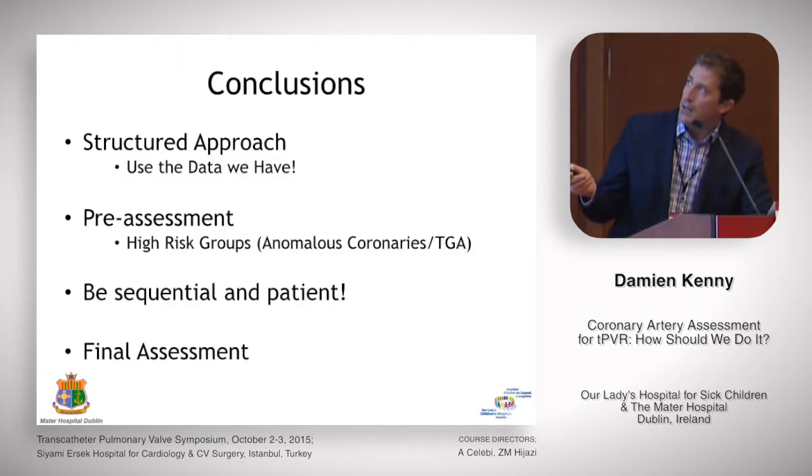I'm not sure if you're still like this or a little bit more like this, but either way, the conclusion I'd leave you with is that a structured approach is important. Use the data we have. We do know some things. We don't know a lot, but we should use what we know, in particular in relation to the high-risk groups, and pre-assessing those to ensure that there's no pre-existing stenosis of the coronary tree. Be sequential in your approach, and then a final assessment to evaluate the coronaries and the stent in relation to the aortic root, I think, is vital. Thanks for your time.